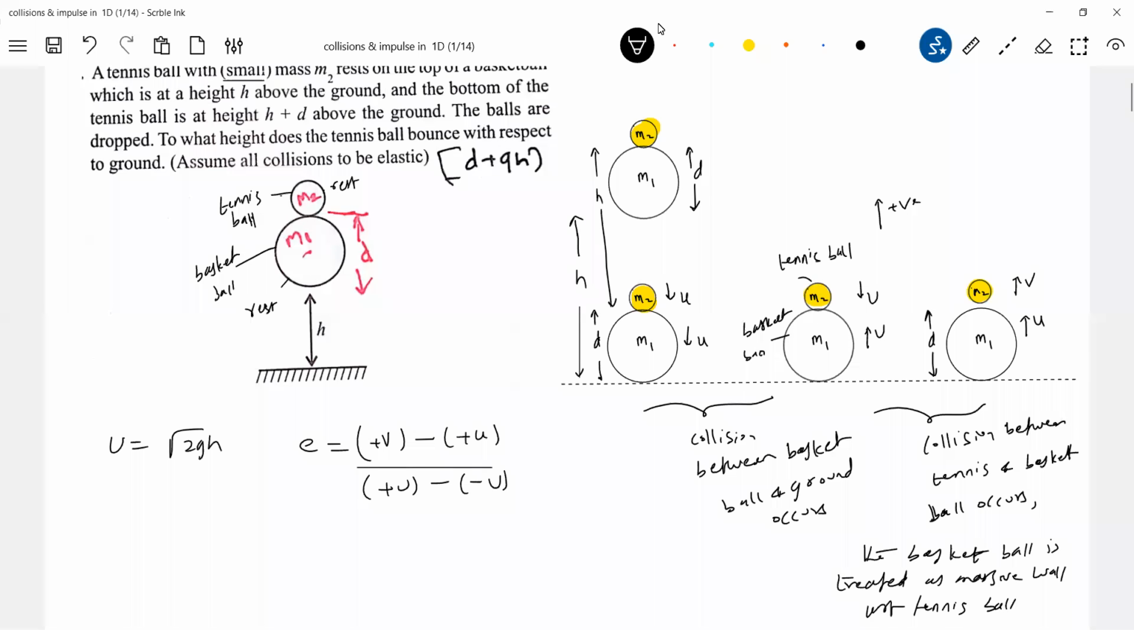Okay, now solve this equal to 1. So this will be V minus U. This is 2U. So therefore, V is equal to 3U. What is U? U is equal to root of 2GH.